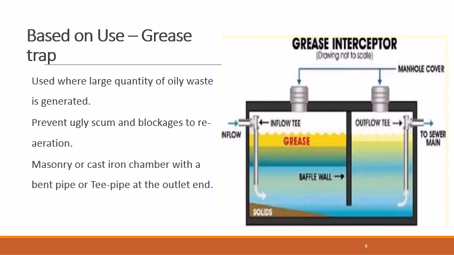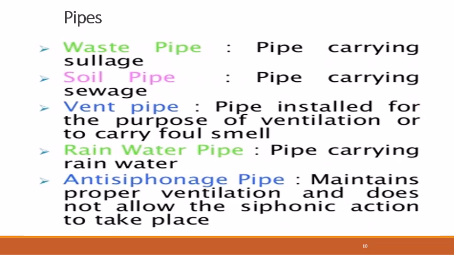Next, the grease trap. That is used where a large quantity of oily waste is generated. It prevents ugly scum and blockage, and also helps re-aeration. It is made of masonry or cast iron chambers with a bent pipe or T-pipe at the outlet ends. The next component of the house drainage system is the pipe, which consists of waste pipe, soil pipe, wind pipe, rainwater pipe, and anti-siphonage pipe.